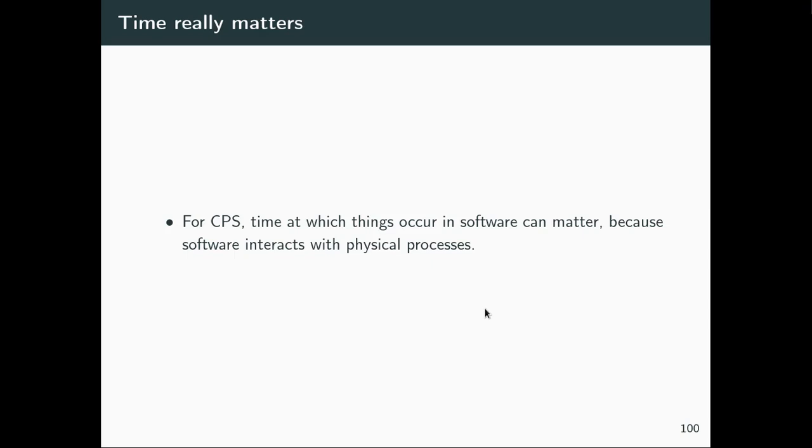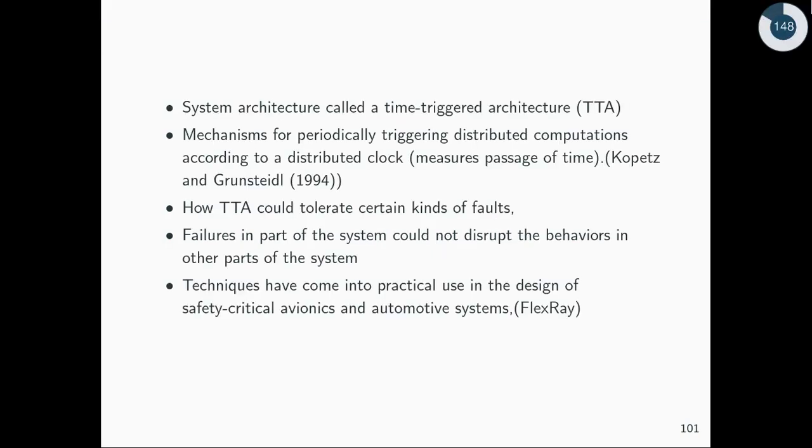For cyber physical systems, the time at which things occur matters, because this software actually interacts with physical processes. So there is an architecture called the time triggered architecture, with mechanisms for periodically triggering distributed computations according to a distributed clock. What do you mean by a distributed clock? It basically means that everybody has a copy of the time, and they share their values with a synchronizing agent which synchronizes the clock across all the other nodes or actors.